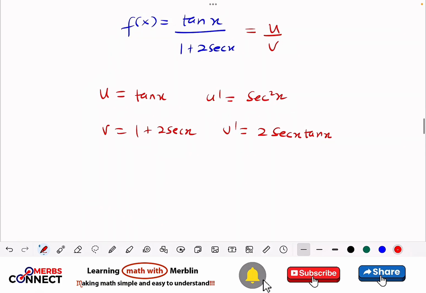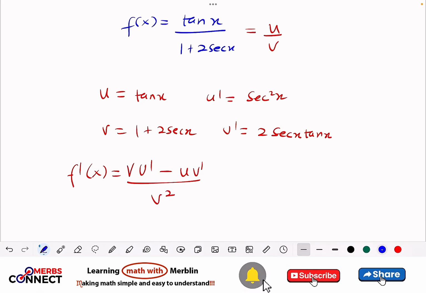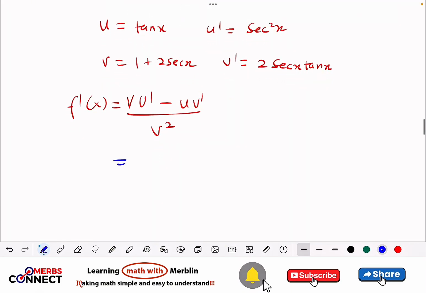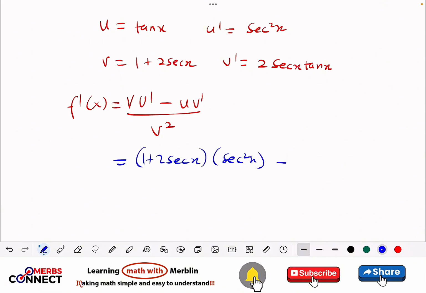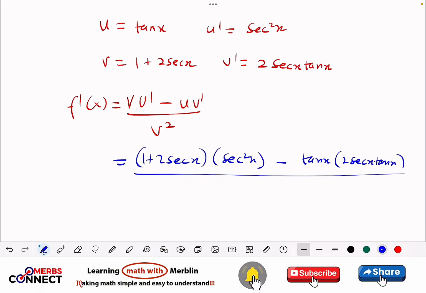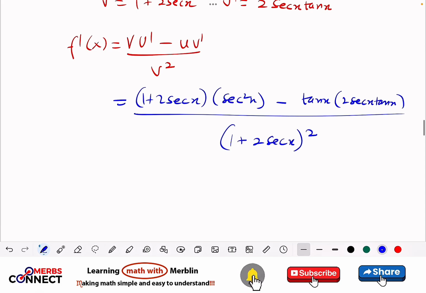So what is f prime? f prime of x will be equal to v u prime minus u v prime, divided by v squared. So let's do substitution for this. v is 1 plus 2 sec x, and then u prime is sec squared x, minus u is the tangent x, and then v prime is 2 secant x tangent x, all divided by 1 plus 2 secant x all squared. So let's try and simplify and see if we get some answers from the top.